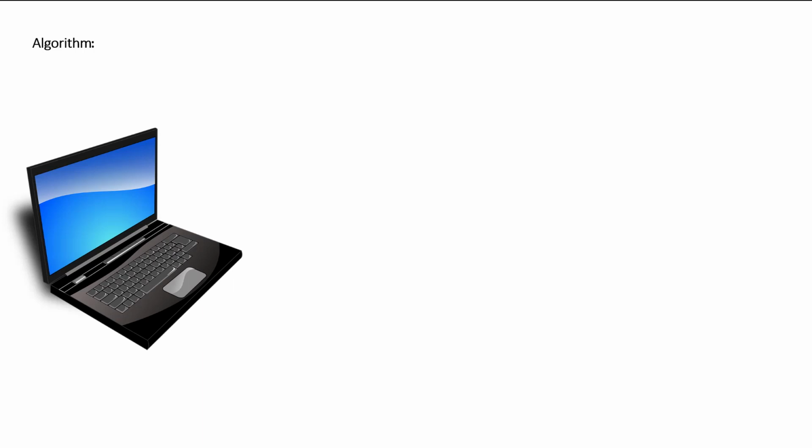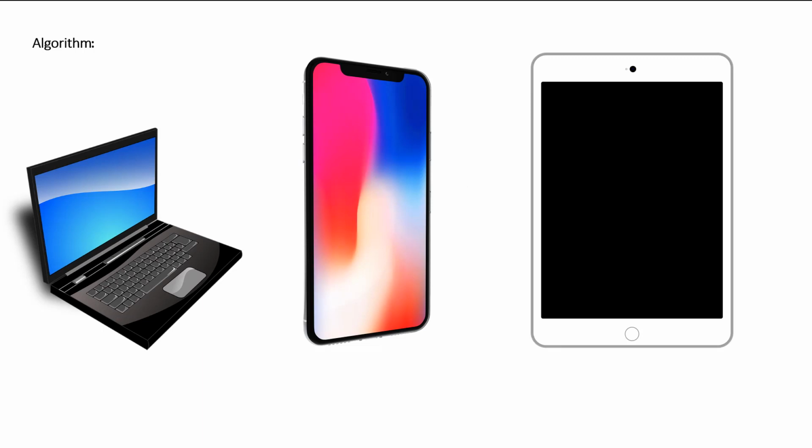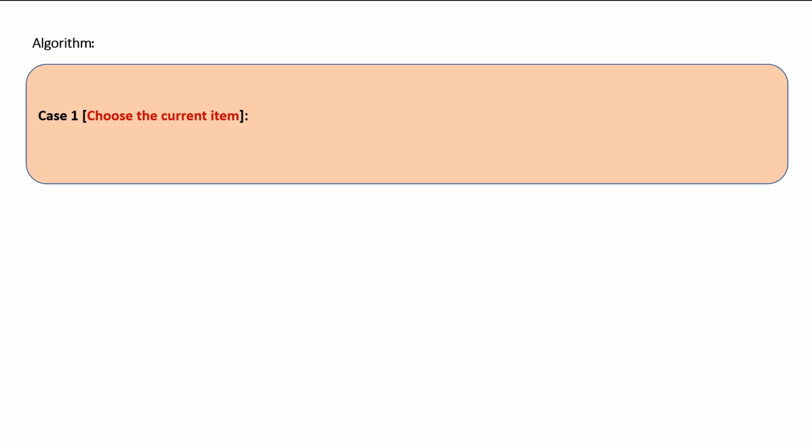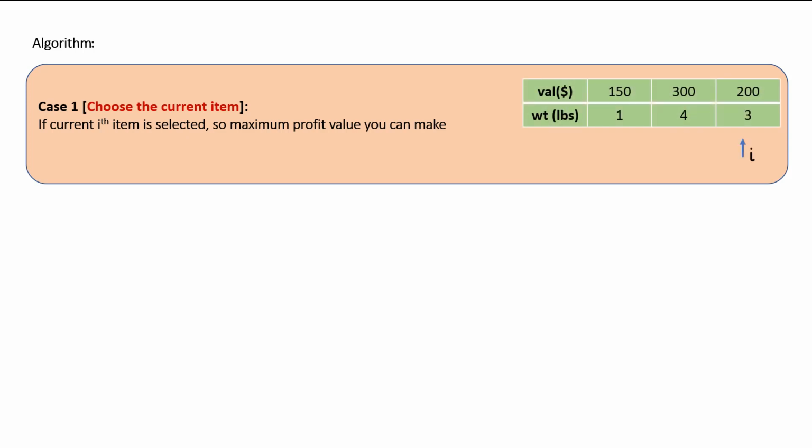In every place, it's very clear guys, what items you have. Either you will take that item along with you or not, because it's a 0-1 knapsack problem. So either you have to take it or leave it. Based on that, there will be 2 cases: either you choose the item or you do not. Suppose in case 1, you are going to choose the current item. If the current ith item is selected, then the maximum profit value you can make from this is, if you see the table, this is the values which you can get, and these are the weights.